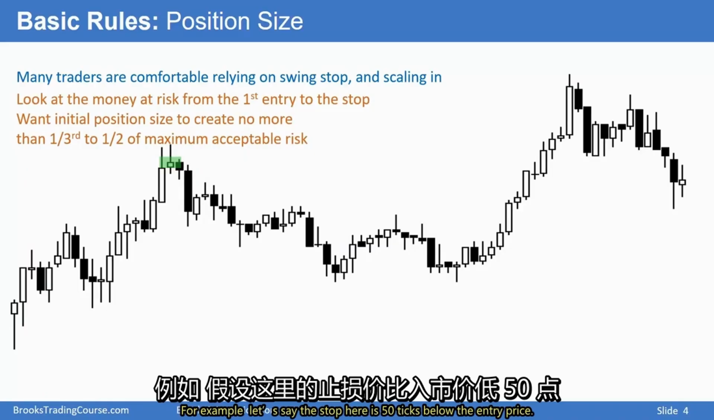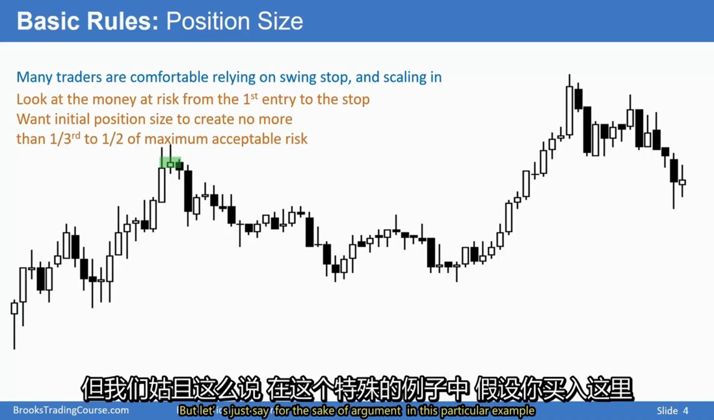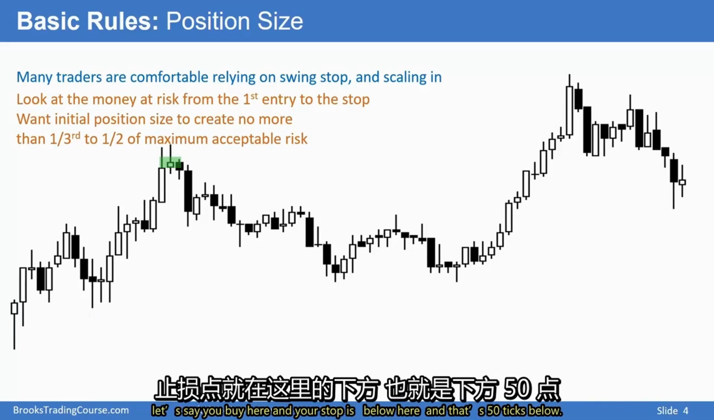For example, let's say the stop here is 50 ticks below the entry price. It could be $50 if it's a stock. It could be 50 pips if it's a Forex market. But let's just say, for the sake of argument, in this particular example, you buy here and your stop is right below here, and that's 50 ticks below.